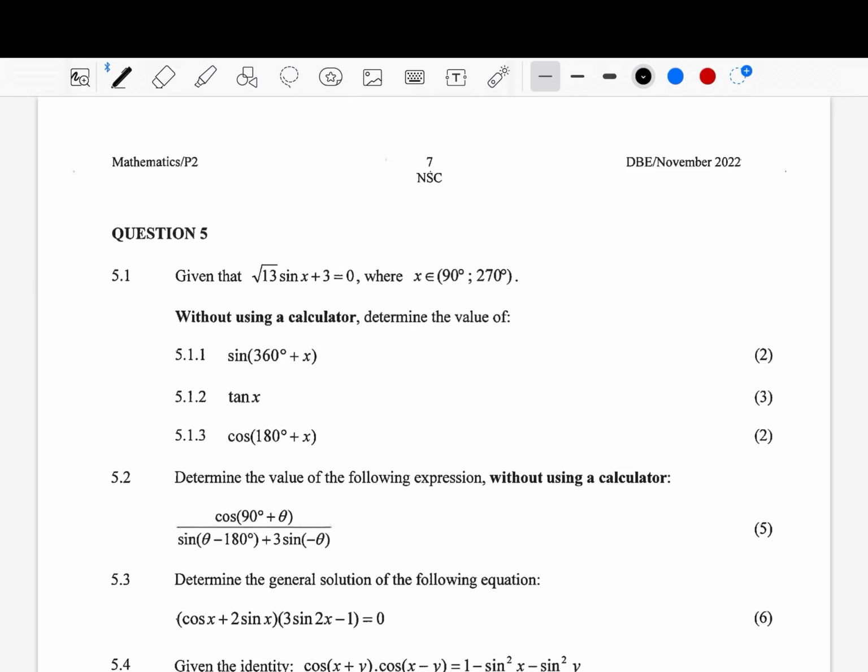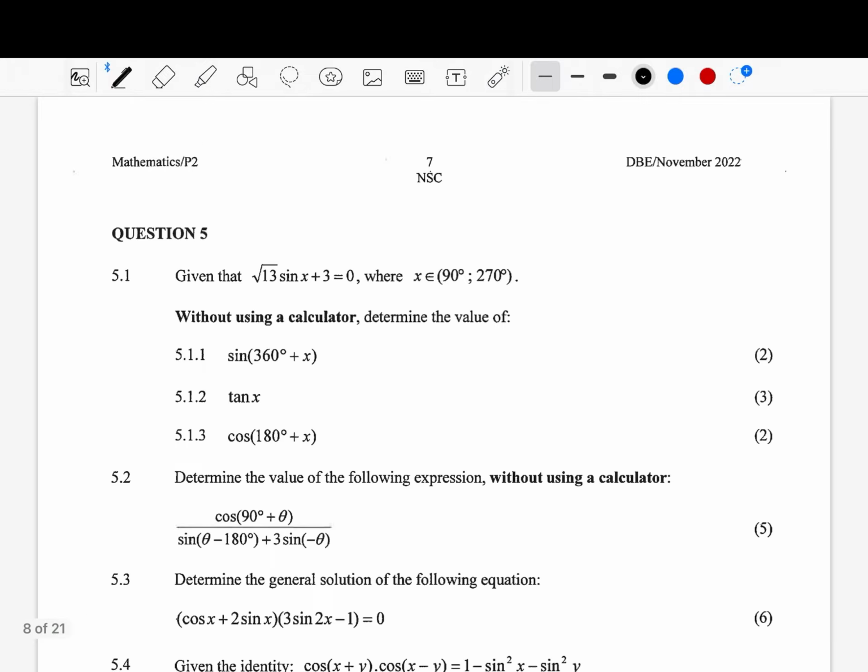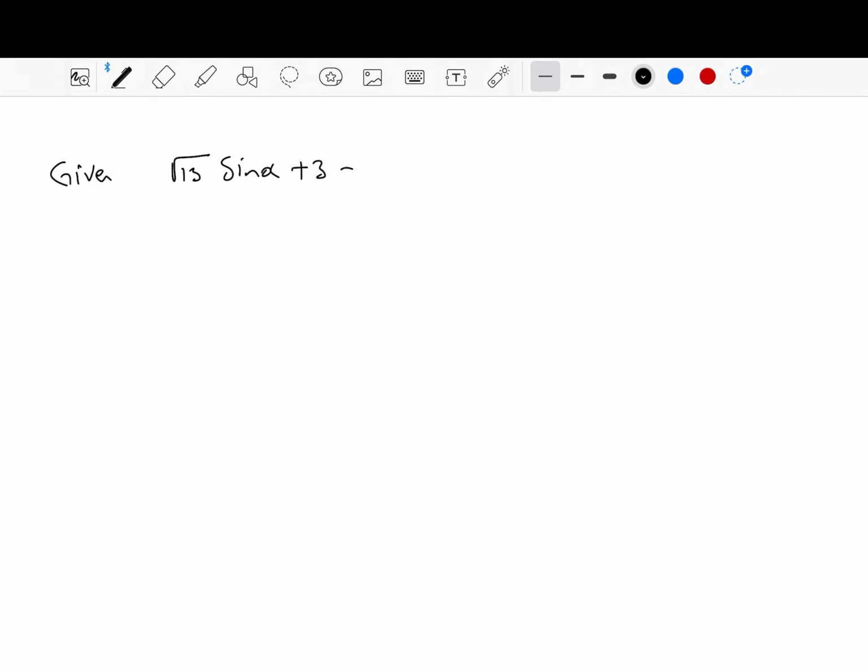Question 5.1 says, given that square root of 13 sine x plus 3 is equal to 0, where x is between 90 degrees and 270 degrees. So you are being told that you have root 13 sine x plus 3 equal to 0, and then we are also given a very significant piece of information here. They say x is between 90 degrees and 270 degrees.